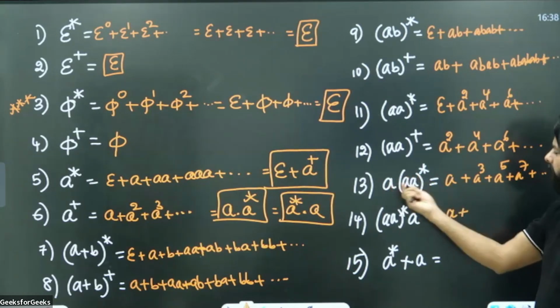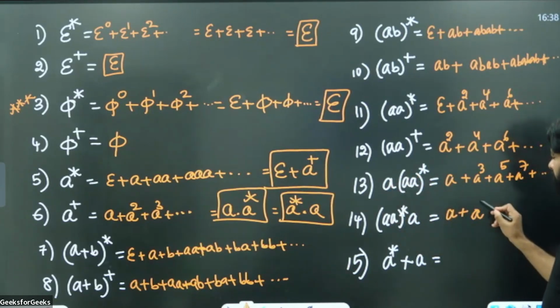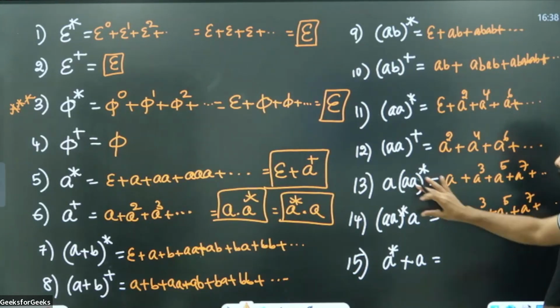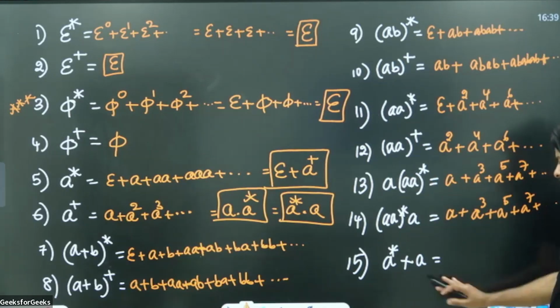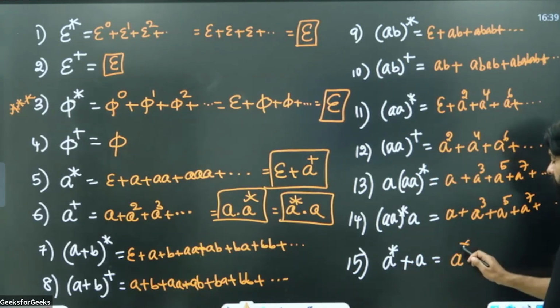Next one, A square A, you will get A power 3 when you take power 1. And both actually give you the same set of strings. Both are used for odd number of A's. This one, A is already there inside, so this will be equal to A star only.